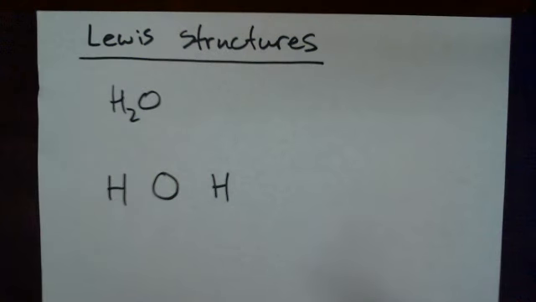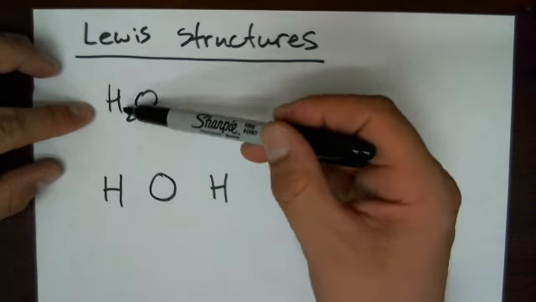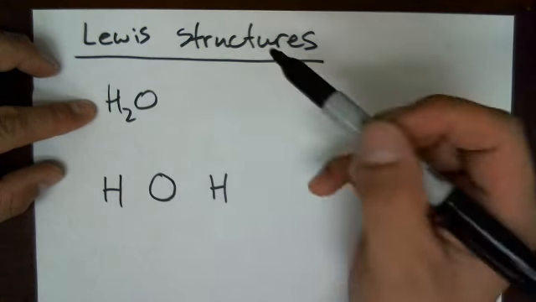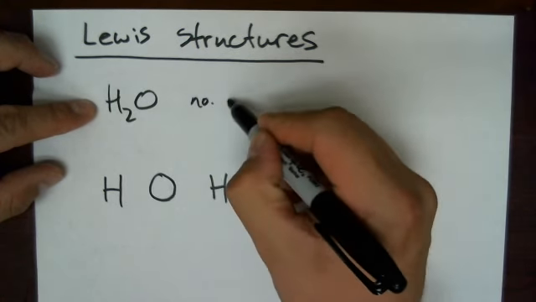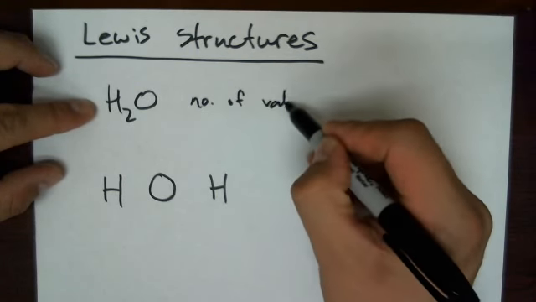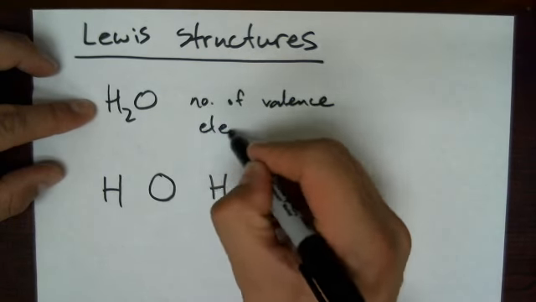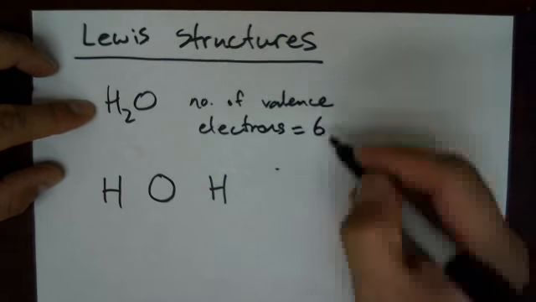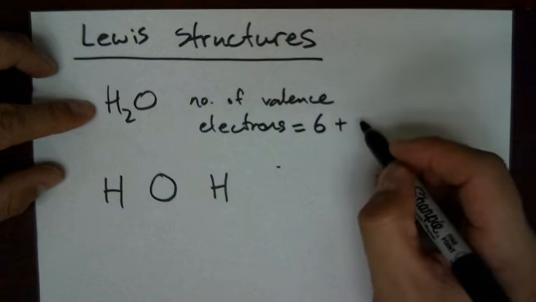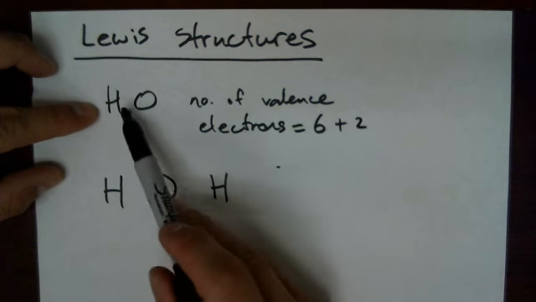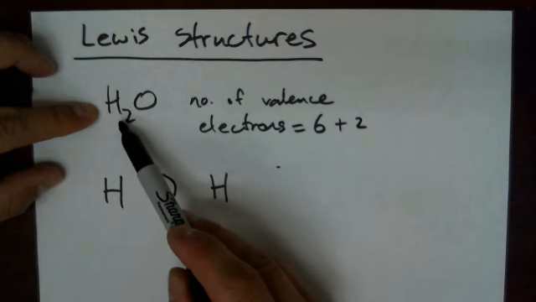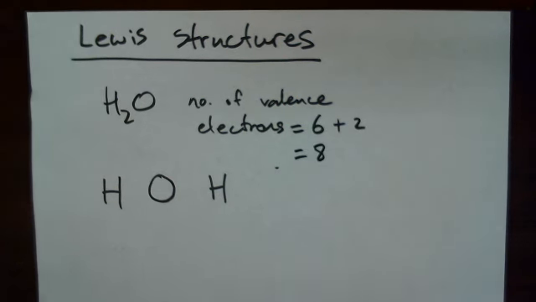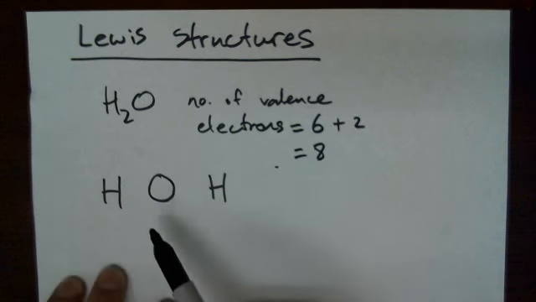And so the way you want to do Lewis structures first is you add up all of the valence electrons that should be in water. So oxygen has 6 valence electrons. So the number of valence electrons is going to equal the 6 for oxygen plus 1 from each of the hydrogens, so it's a total of 2, and so here we have 8 valence electrons.